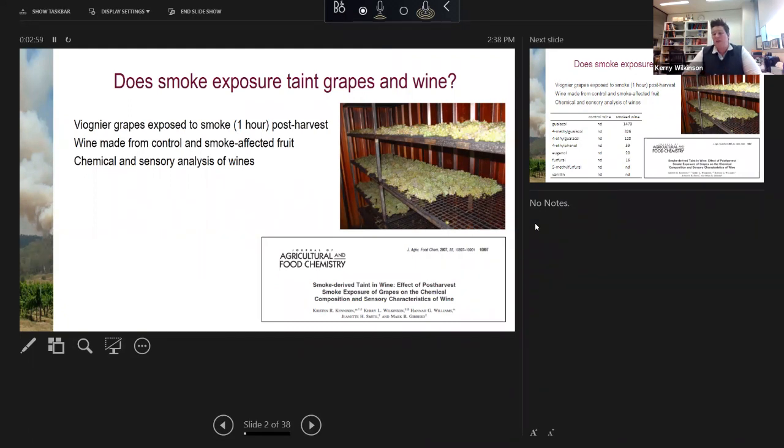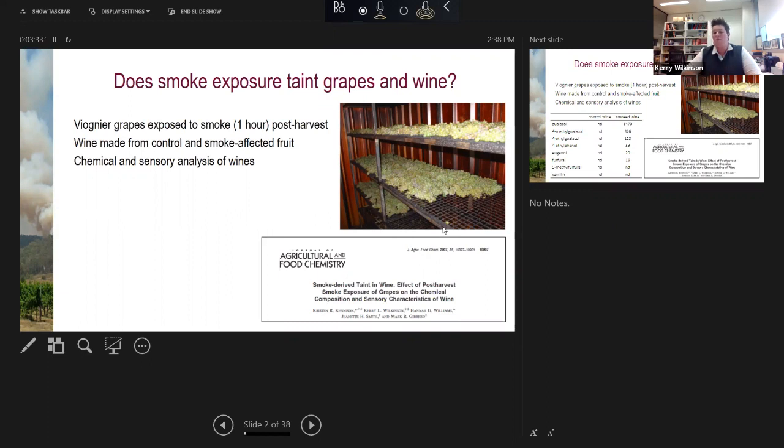So we thought the best thing to do first was to demonstrate that if you take grapes and expose them to smoke, it actually taints the grapes and wine. So we did this by getting hold of some Viognier grapes, and we really only chose Viognier because it was the first grape variety that was available to us in that particular season. And we exposed the grapes to smoke post-harvest for 1 hour. You'll see in a picture here, these are racks that we laid the grapes out on, and we were using facilities that were available to us through the Perth Botanic Gardens.